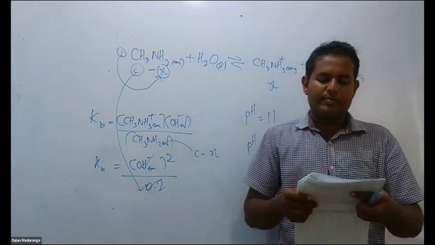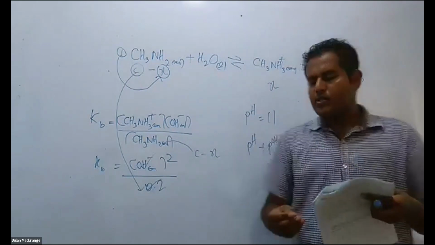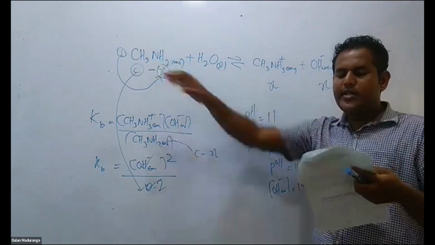Now the question again. A volume of 25 cubic centimeters of solution above, which is this one, right? Methylamine was titrated with HCl.